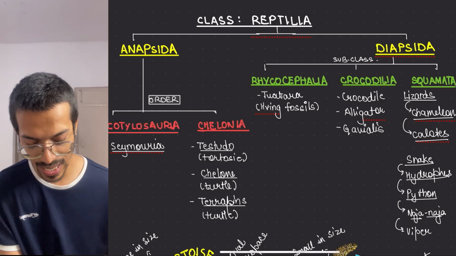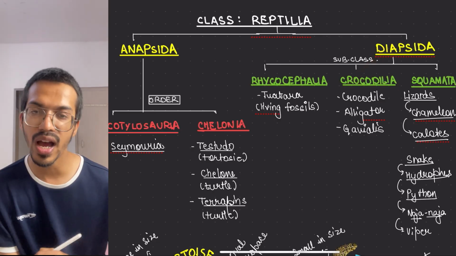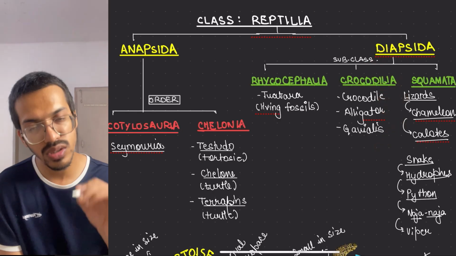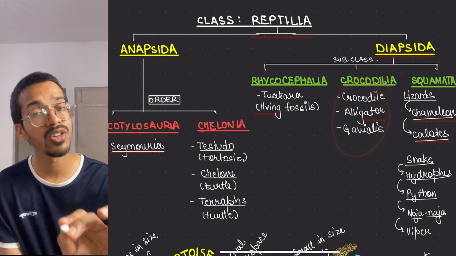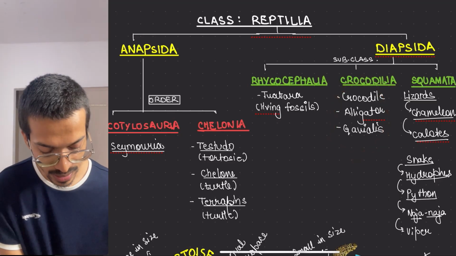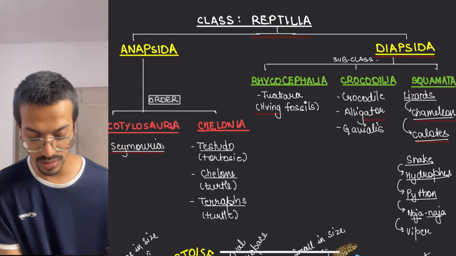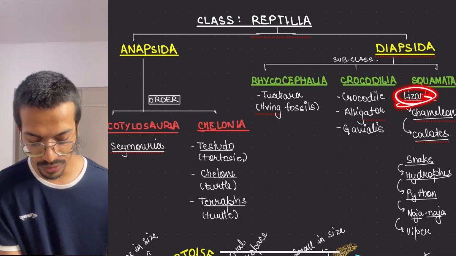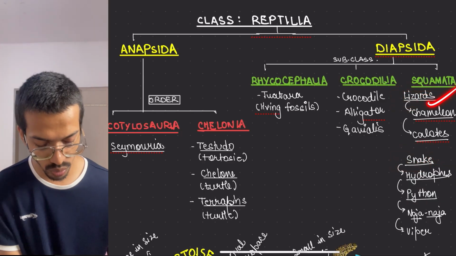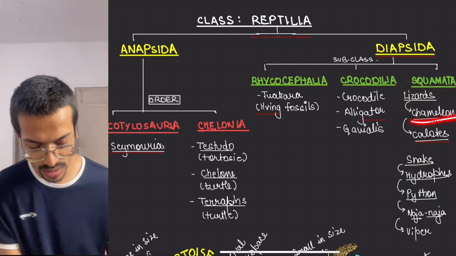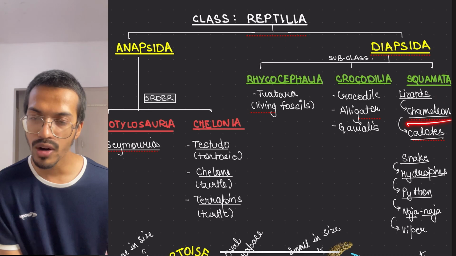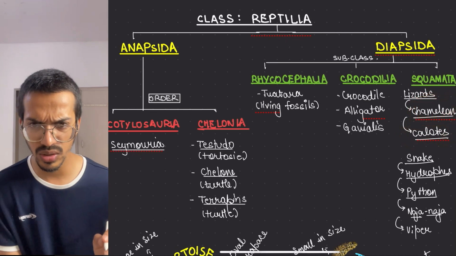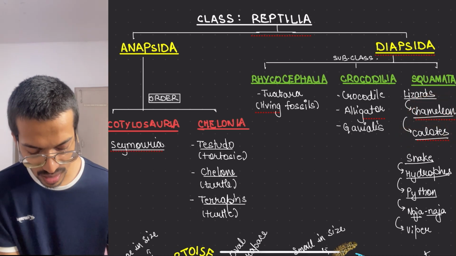Then Crocodilia has crocodile, alligator, and gharials. Okay, these all look, people will say that they are all same, but not. They are a little different. We're going to see it. Then Squamata has lizards and the snakes. So the lizards that are given in your book are what? Chameleon, which is the color changing one, Draco, and Calotes, that is what? Your green lizard.